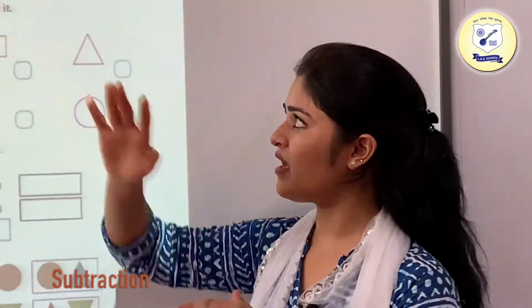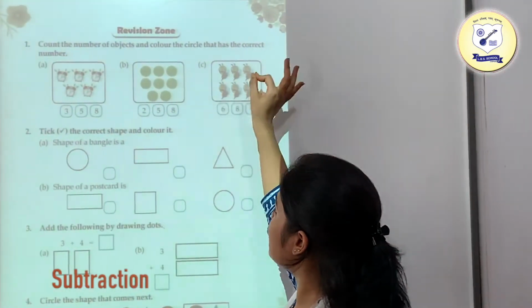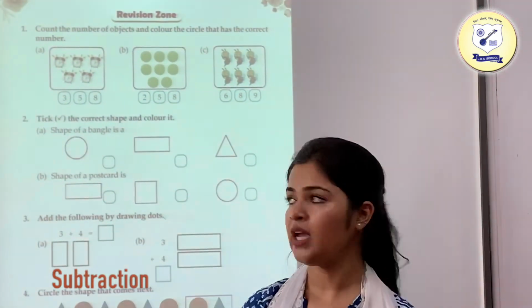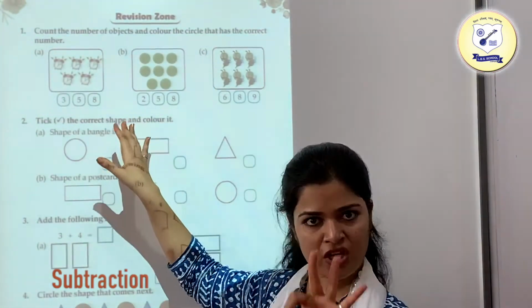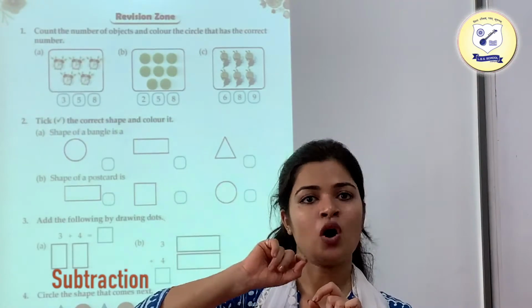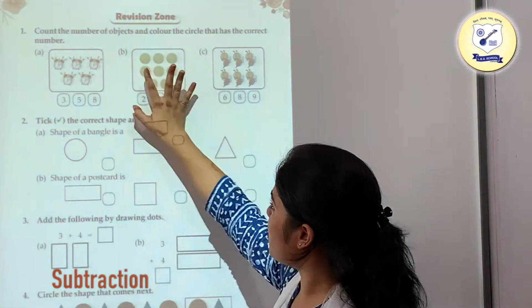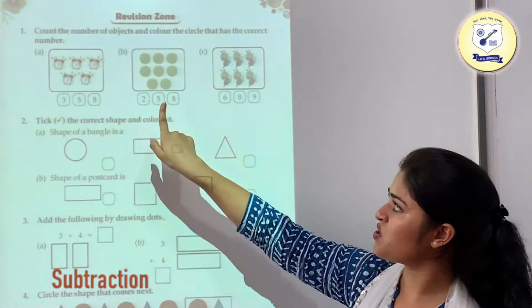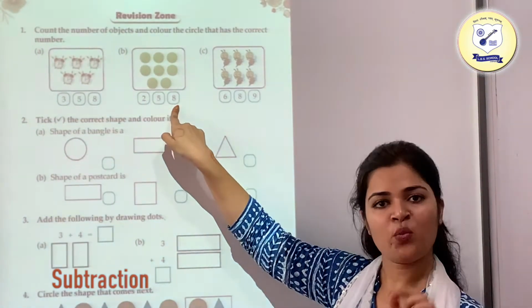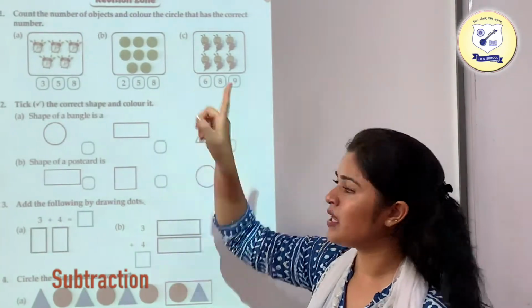Now we are going to revise a few more things. We are having our first question in which we just count the number of objects and color the circle that has the correct number. You need to count the numbers, and we are being provided with 3 options. You need to circle or color the correct option. I am counting the number of balls: 1, 2, 3, 4, 5, 6, 7 and 8. We are having 3 options which are 2, 5 and 8, and now we are going to color the correct one which is 8. So just color this number 8.